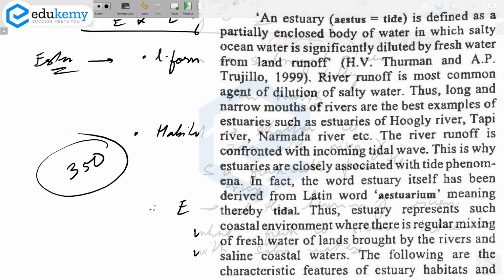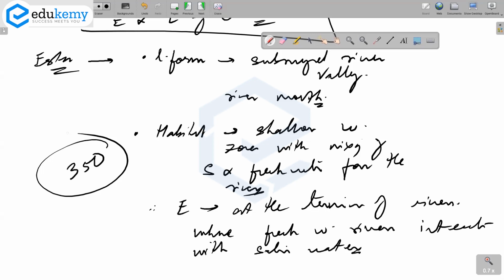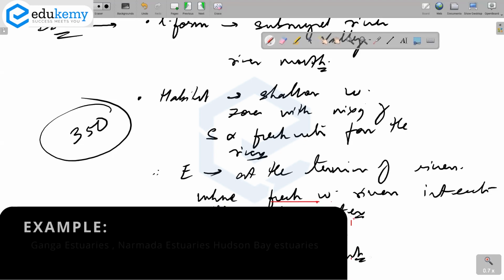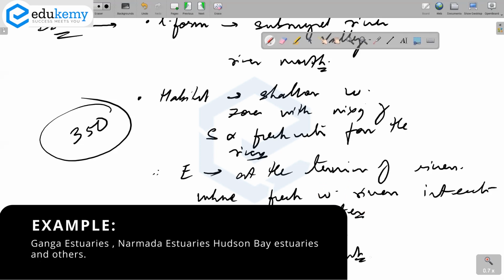By that sense, almost all river mouths or deltaic regions can be considered estuaries. You should give examples. What are the examples? Narmada estuary. We have the Ganga, although the Ganga is covered by a lot of sedimentation. The Amazon estuary, the Hudson Bay estuary. Four to five rivers will be sufficient here.